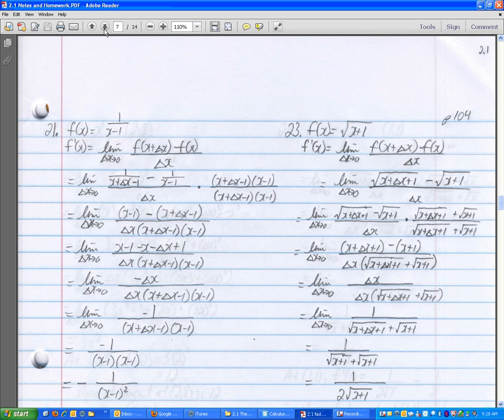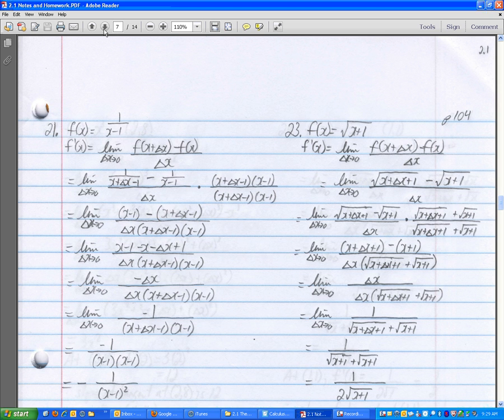Let's see, we probably ought to pay attention to the directions. For 21, the directions say find the derivative by the limit process. That means find the derivative by using the definition of derivative. All right, so the definition of derivative is that f prime of x equals the limit as delta x approaches 0 of f of x plus delta x minus f of x, all that over delta x.